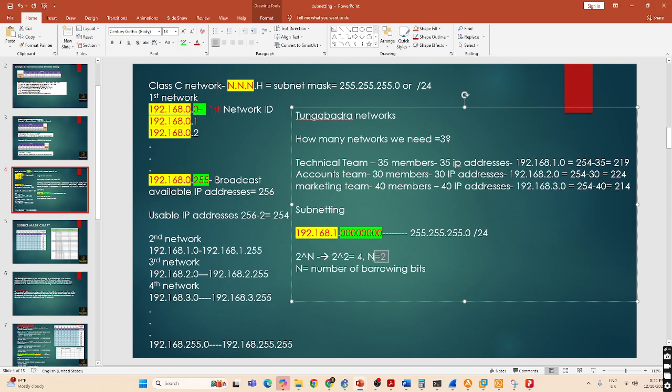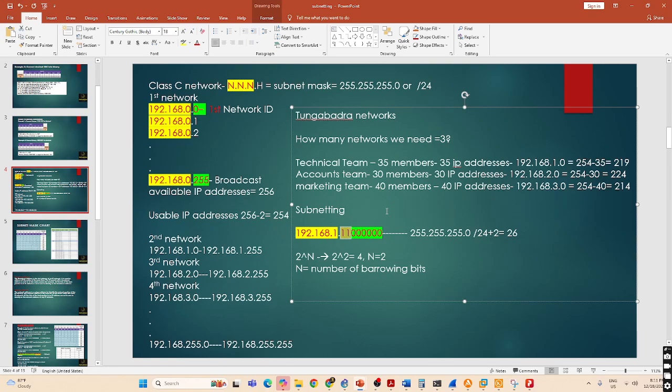Now how many bits do we need to borrow? 2. You need to convert these 2 bits into network bits, which means they will convert from 0 to 1, and this will be represented in yellow. Clear? And in total, how many network bits do we have? 24 plus 2, equal to 26.